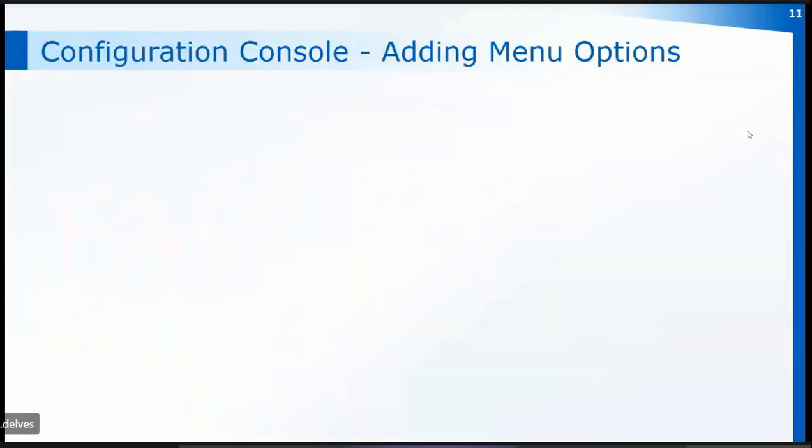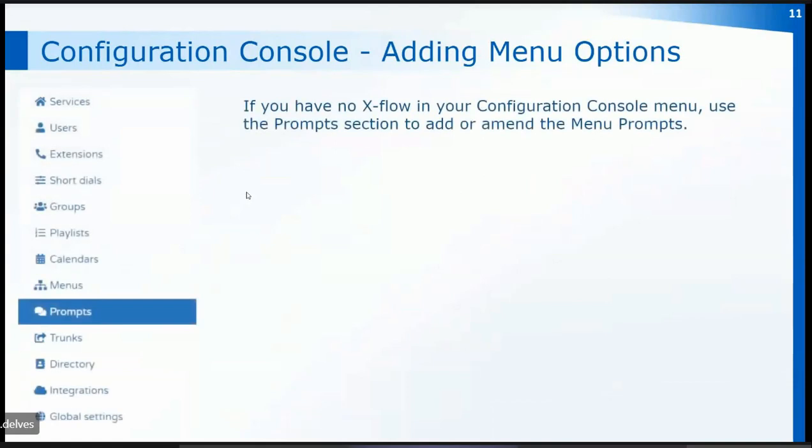We're now going to have a look at adding the menu options through the configuration console without the use of Xflow. So within your configuration menu, you will need to visit the prompt section first of all to create the new prompt and to amend any prompt that you already have for that menu.